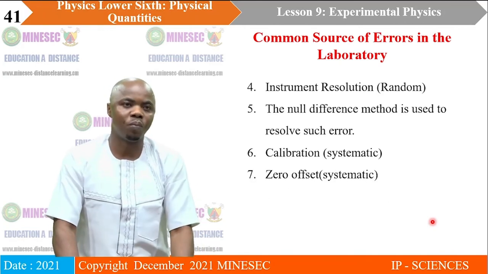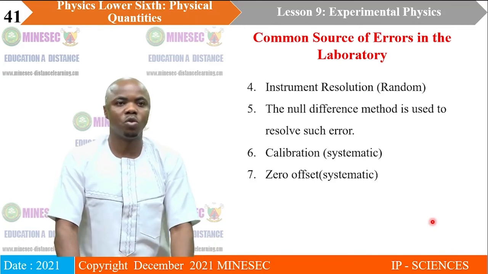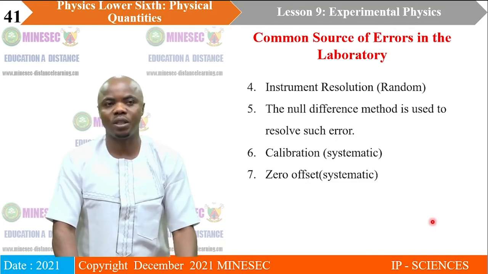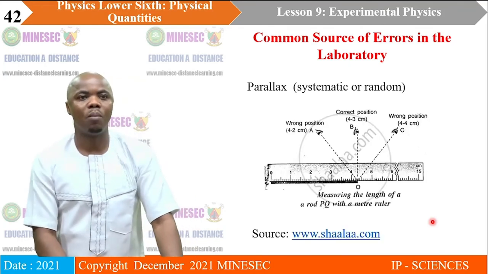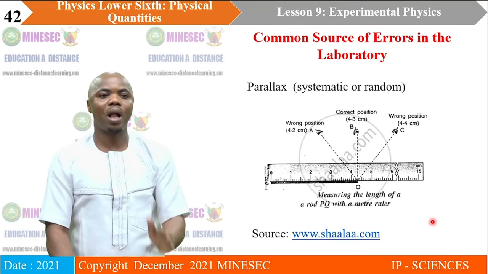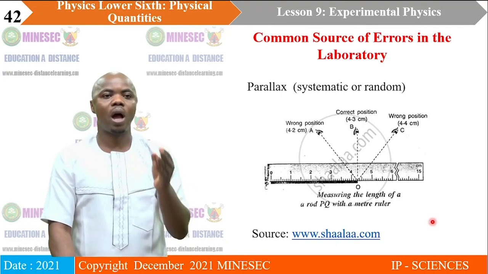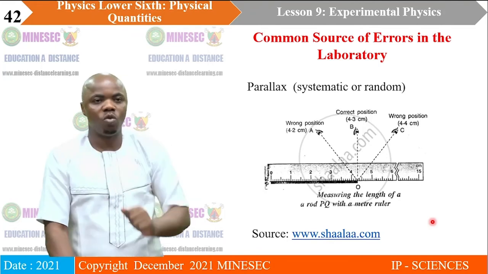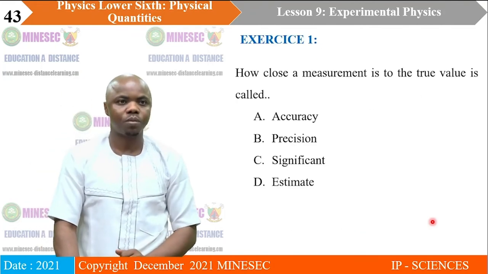Instrument resolution. The null difference method is used to resolve such errors. We have calibration. We have zero offset. These are some sources of errors in the laboratory. And parallax error, how do you eliminate parallax error? By placing your eyes normal to the instrument.